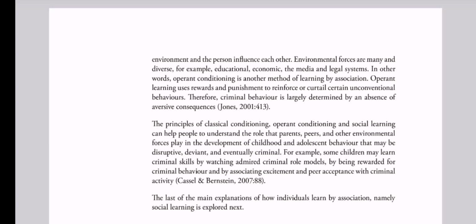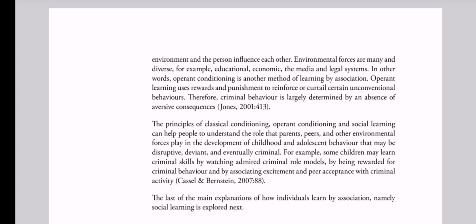The principles of classical conditioning, operant conditioning and social learning can help people to understand the role that parents, peers, and other environmental forces play in the development of a child and adolescent's behavior that may be disruptive, deviant, and eventually criminal.